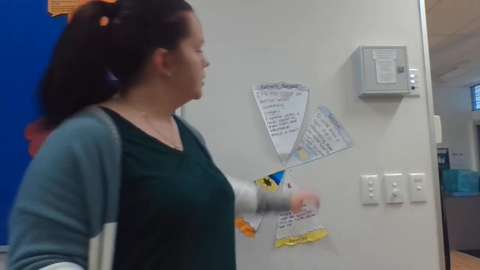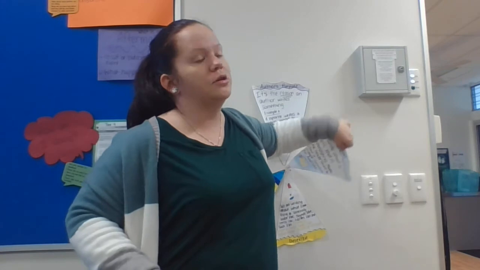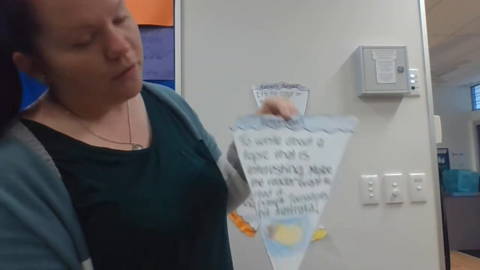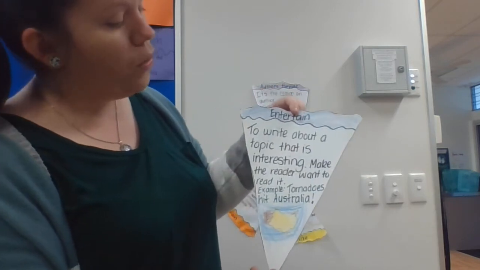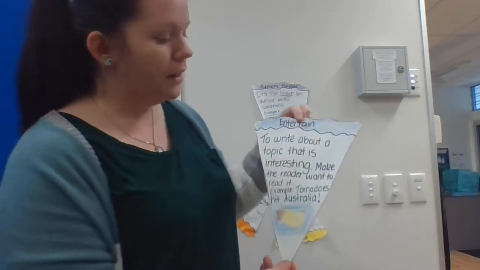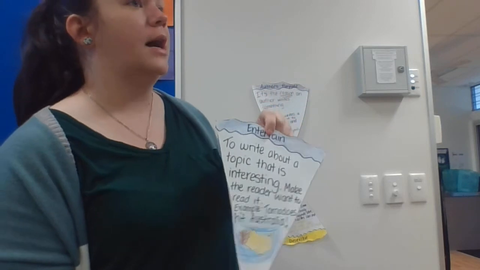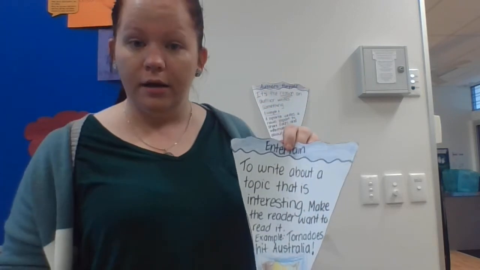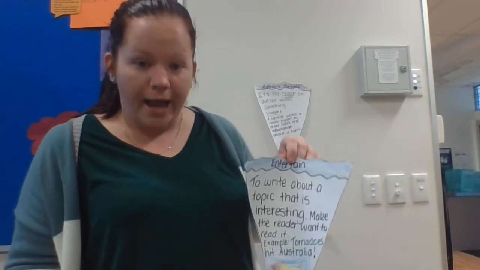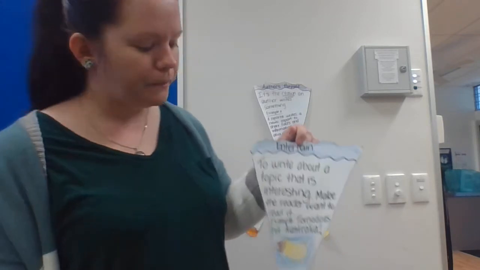So for our pied strategy, we've got to look next to we've done our P, we've done our I, now we're up to our E. Entertain. So for our entertaining segment, we want to write about a topic that's interesting, something that makes the reader want to read it. So these are different kinds of books. Harry Potter, for example, could be a book because that is designed to entertain people by making them want to read about a magical world.